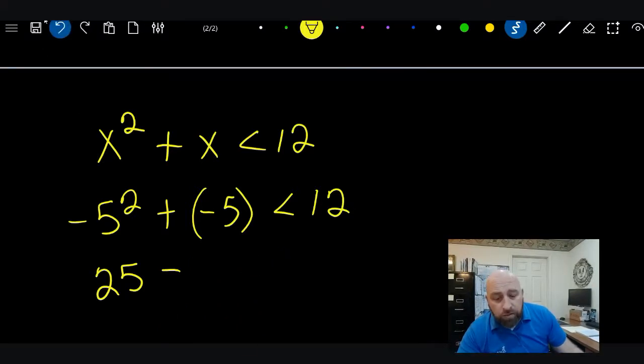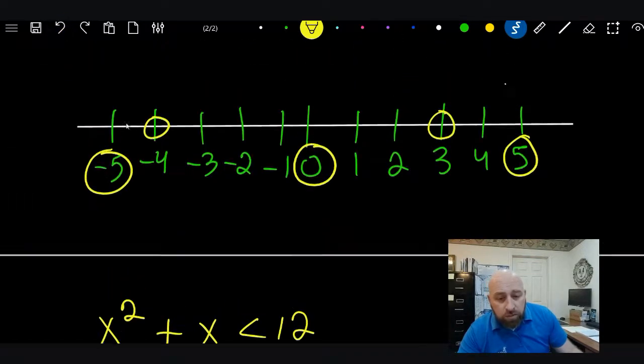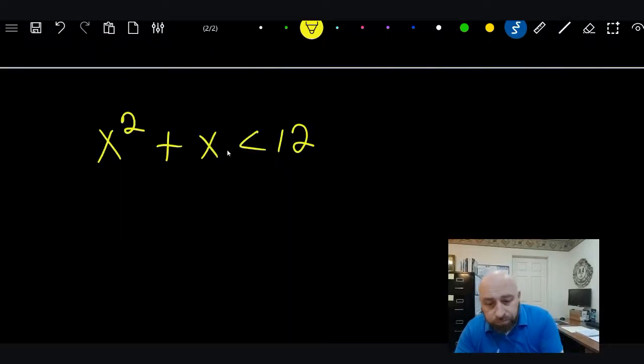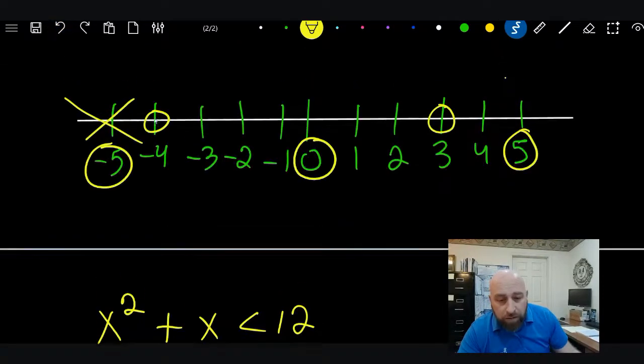All right, so I'll just erase all this and I'm going to try it again. I'm going to put new numbers in there. So this one we know over here doesn't work. You don't have to put that X there. I'm putting it there so you can see it though. All right, now let's try the middle one. Let's try 0. 0 squared plus 0 less than 12. Well, 0 is less than 12. Good. That one worked.